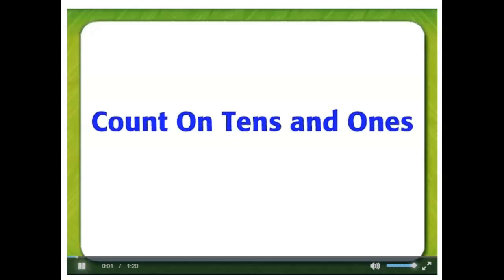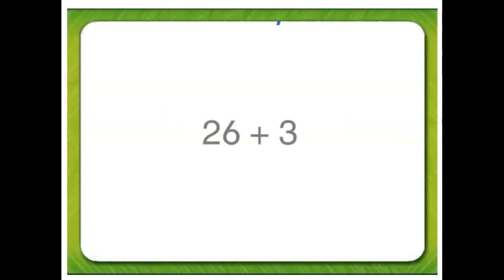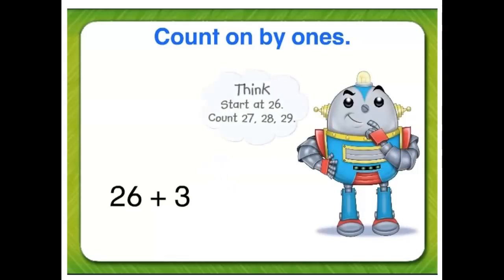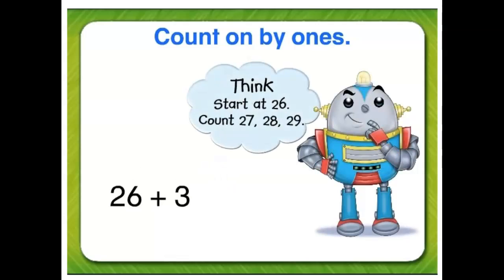Count on tens and ones. To find the sum of 26 plus 3, we can count on by ones. Think. Start at 26. Count 27, 28, 29. 26 plus 3 equals 29.